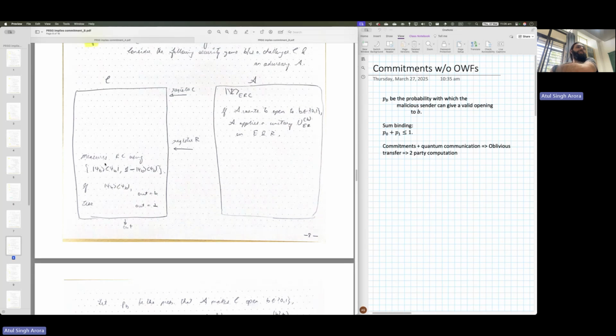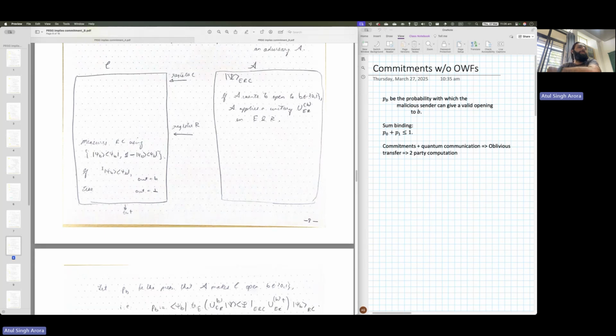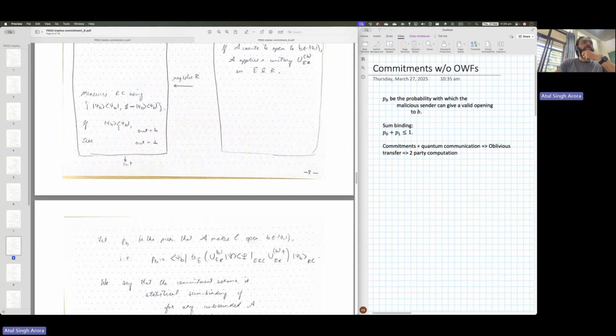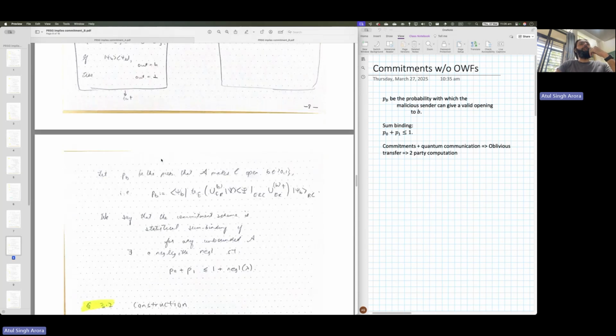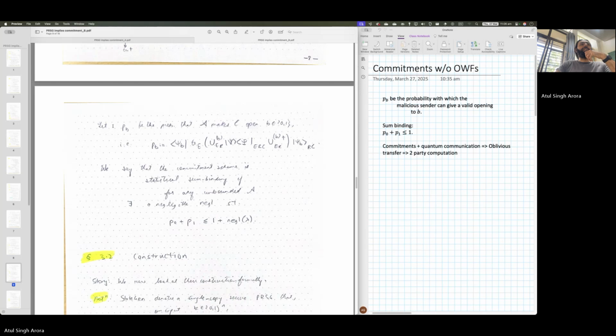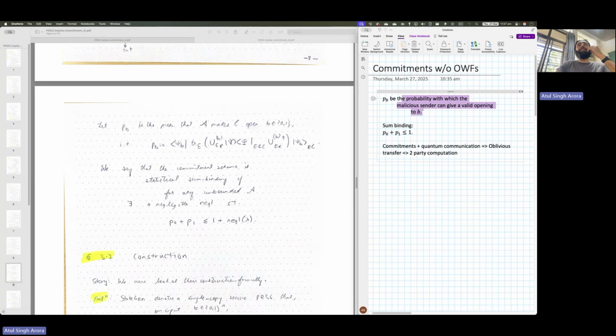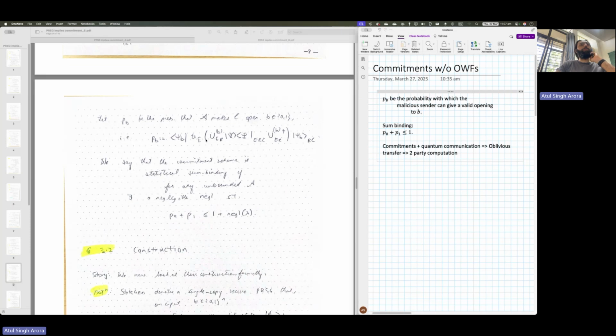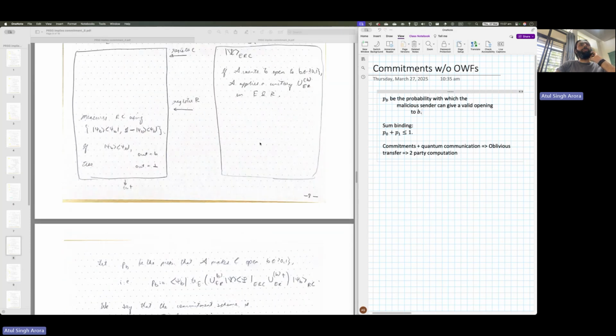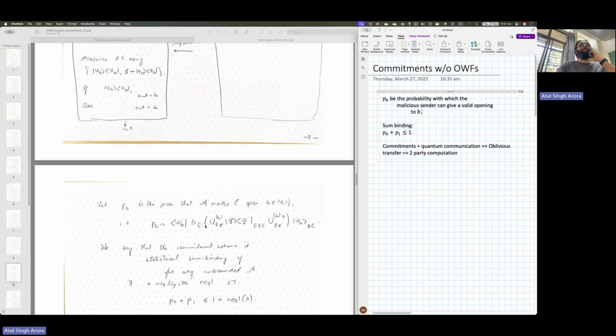The challenger is going to measure as before using psi b, which was defined using the honest construction. If it gets the first outcome, the output is b, otherwise bot. Now suppose p sub b is the probability that A makes C open to b. So it's the probability that the malicious sender can make the receiver open to b. This is not hard to see from the way we define psi and U: you apply psi and then you apply U to steer towards 0 or 1, depending on what little b is, and you trace out the environment.